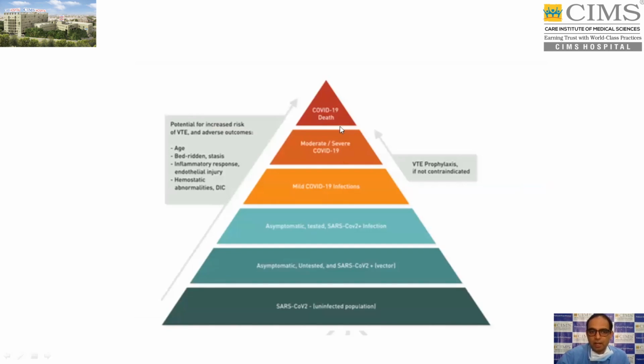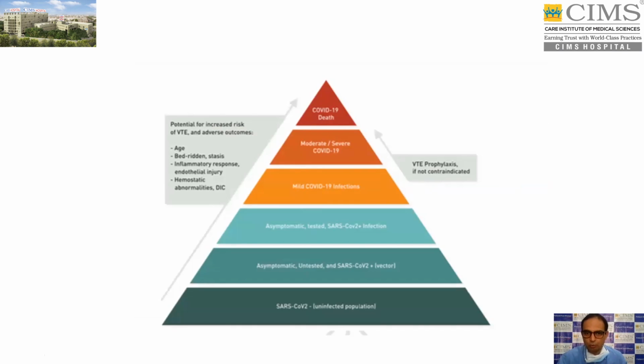The sicker the patient, the higher the risk of venous thromboembolism. And there's a recommendation that anybody from moderate COVID disease should be given VTE prophylaxis. I mean, they should be given prophylactic anticoagulation right from the moderate disease. Means don't wait, don't prove that these patients are having a venous thromboembolism. Start with anticoagulation prophylaxis right from the moderate COVID disease.